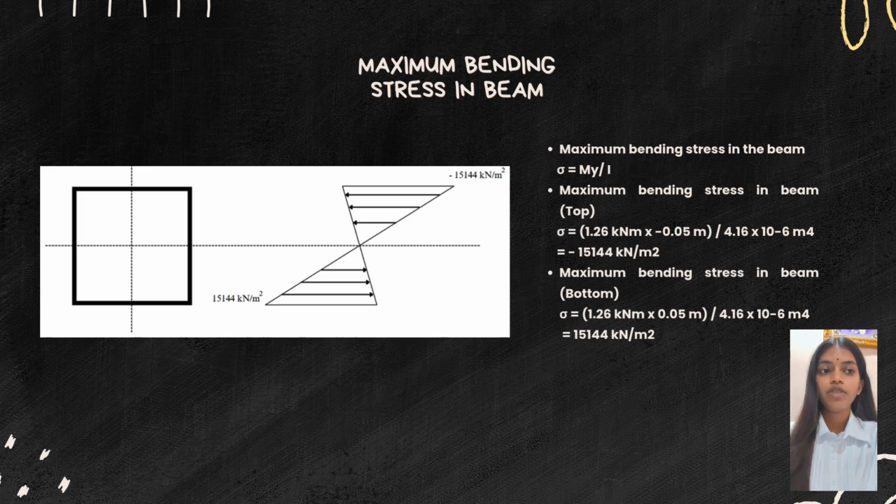For the top fiber, the stress is negative 15,144 kN per meter square. For the bottom fiber, it is 15,144 kN per meter square. So the beam experiences tension at the bottom and compression at the top.